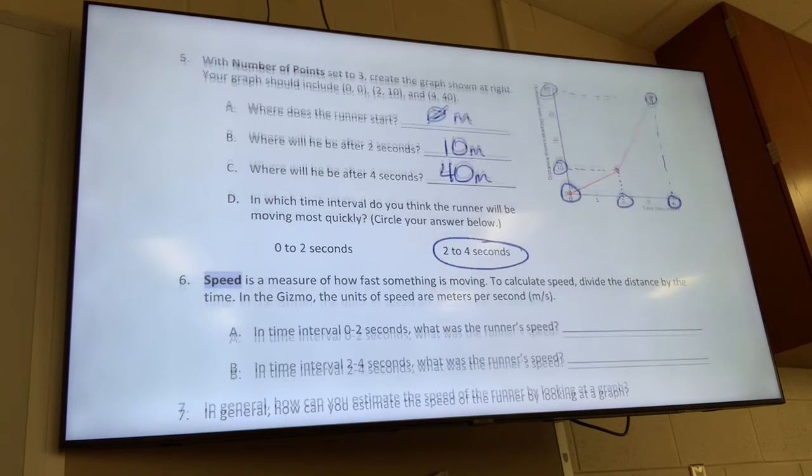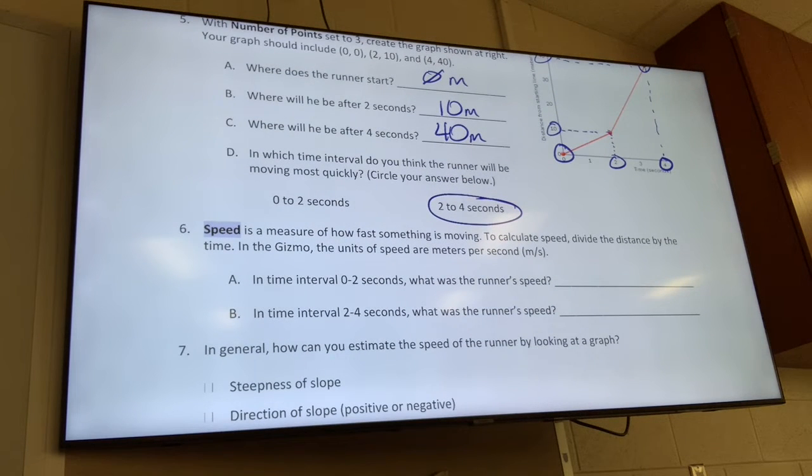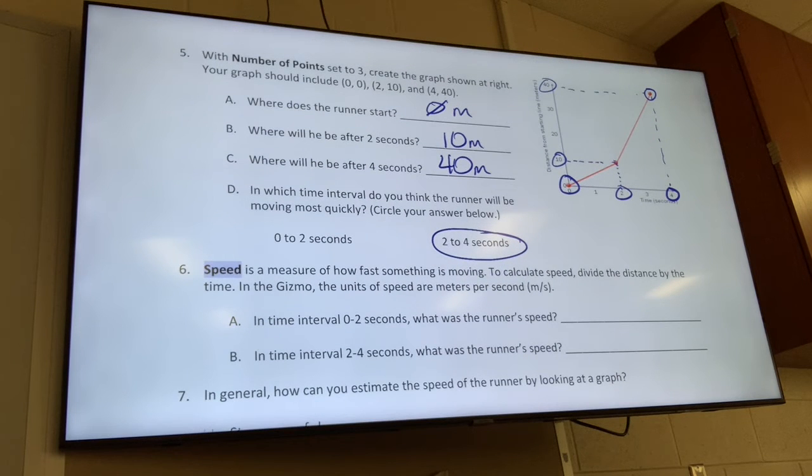So let's actually calculate that. Let's calculate the speed. So remember guys, we've talked about how the speed is the same as the slope. And slope, which you can find by doing rise over run. Okay? So for the 0 to 2 seconds interval, what's our rise? So 10, he goes up 10, and then over how many? 2. So 10 divided by 2. So that's going to give us a slope or a speed of 5 meters per second.